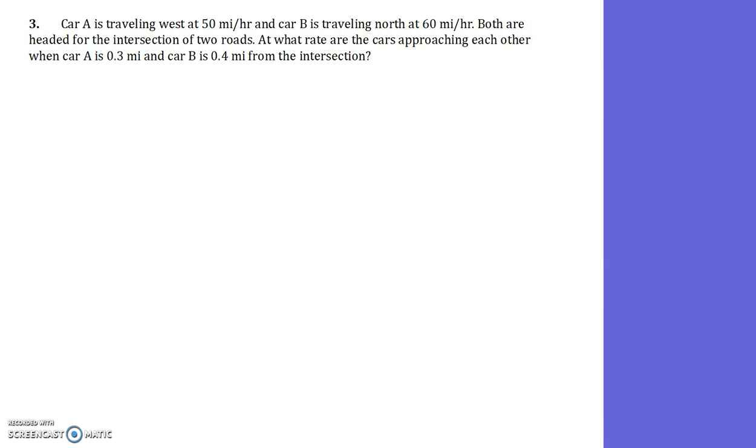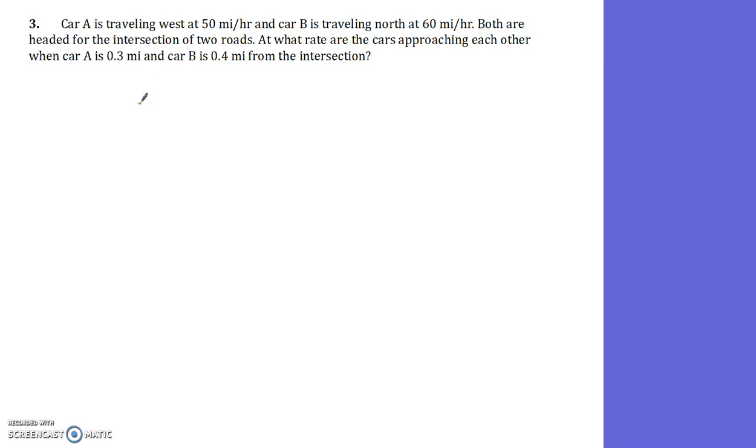So car A is traveling west at 50 miles per hour and car B is traveling north at 60 miles per hour. Both are headed for the intersection of two roads. At what rate are the cars approaching each other when car A is 0.3 miles and car B is 0.4 miles from the intersection? Okay, so this one, they're both headed towards the same intersection.